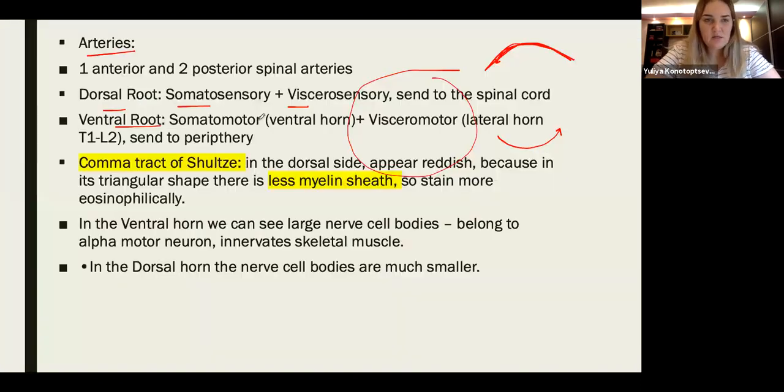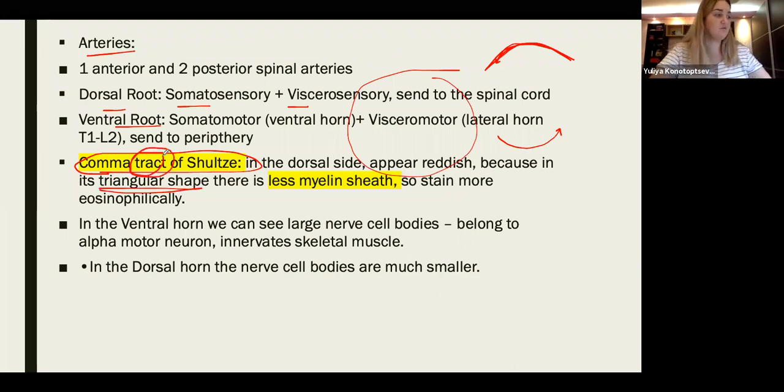Okay, guys. There is something which is called comma tract of Schultze. Comma tract of Schultze is a triangularly shaped tract. So what does it consist of?